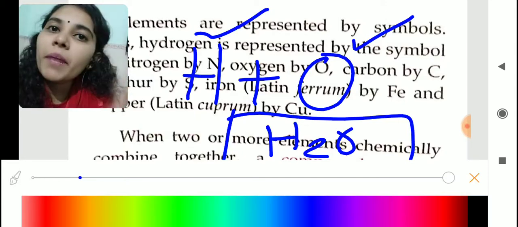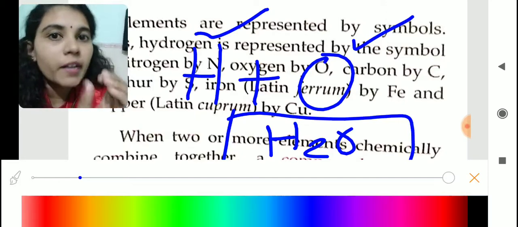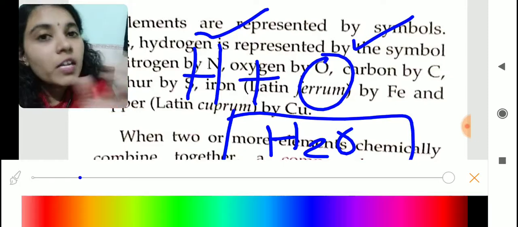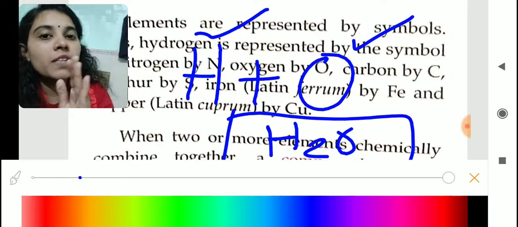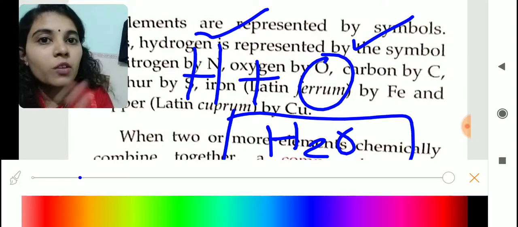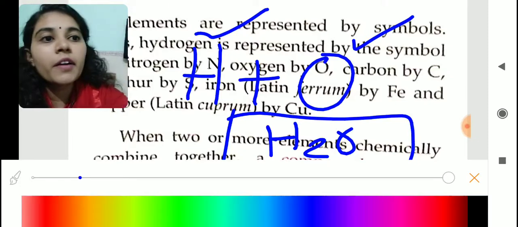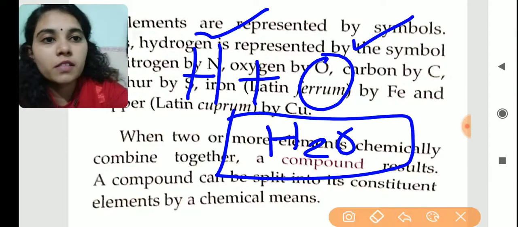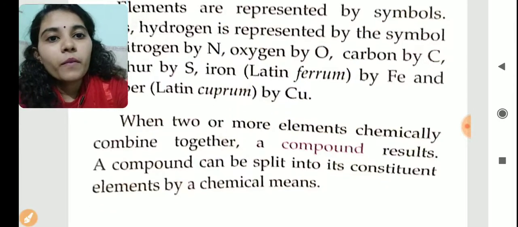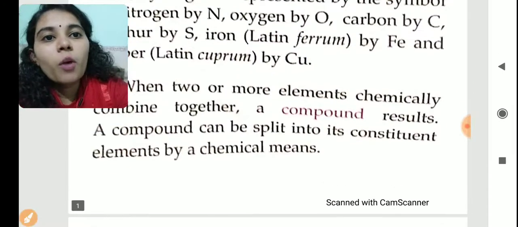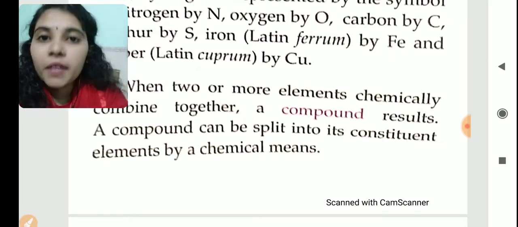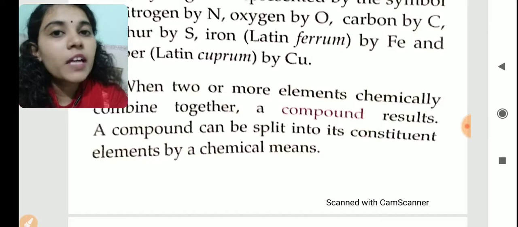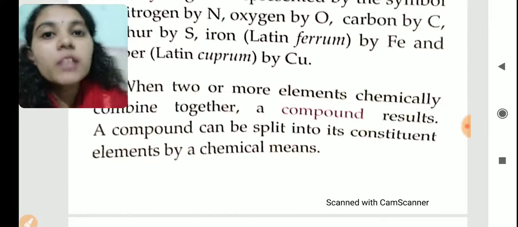Compound, can we separate a compound? Yes, we can separate a compound into simpler substances, but an element we cannot separate. Elements are indivisible, but compounds are divisible. We can divide a compound into smaller substances. Okay, a compound can be split into simpler substances by a chemical reaction. By a chemical reaction, we can split a compound into smaller substances.